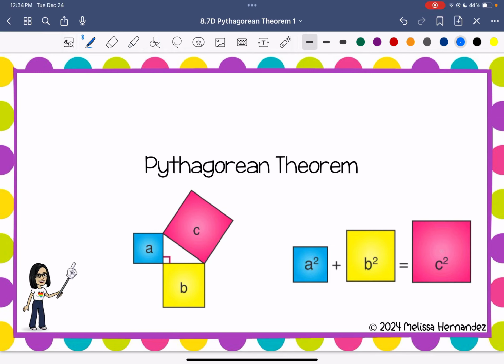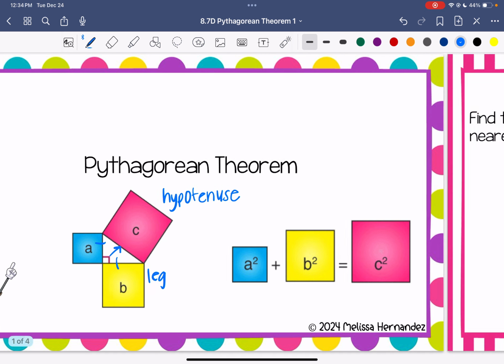In this video, we're going to practice Pythagorean Theorem, and the formula for Pythagorean Theorem is a squared plus b squared equals c squared. A and b are known as the legs, and then the longest side, which is directly across from the right angle, is your hypotenuse. That's the longest side of a right triangle. All right, let's go ahead and get started.